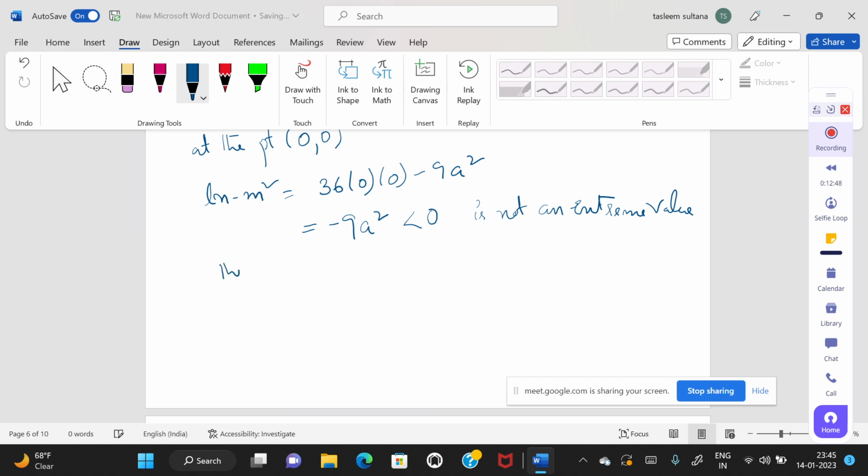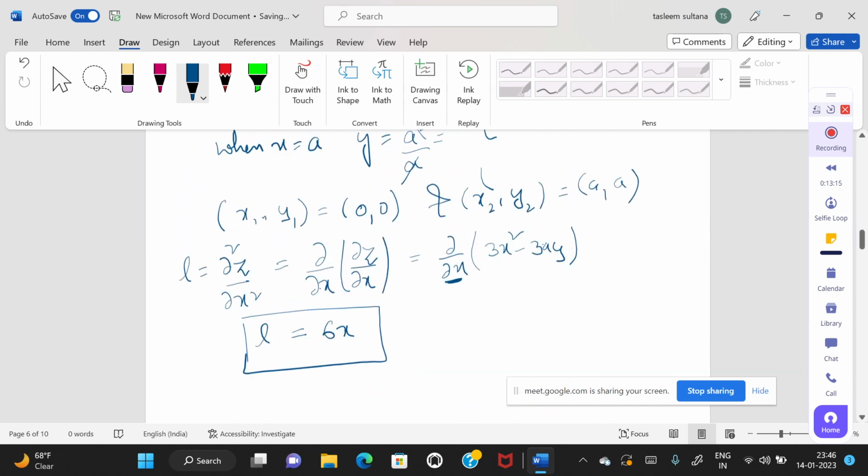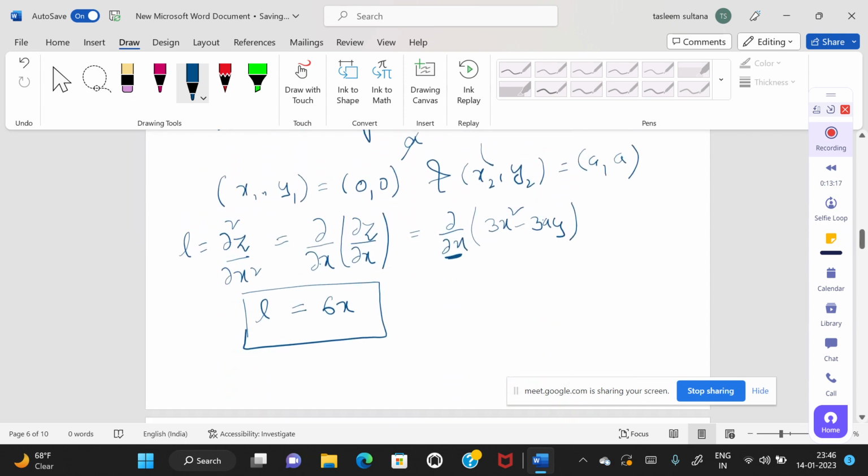There is neither a maximum nor a minimum at the point (0, 0). Now we will go for the next point. What is our next point? (a, a).